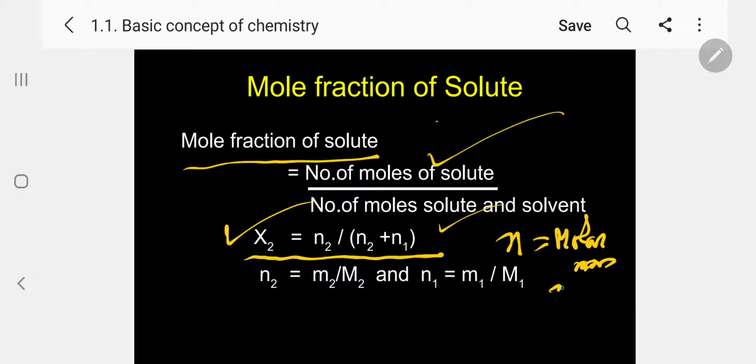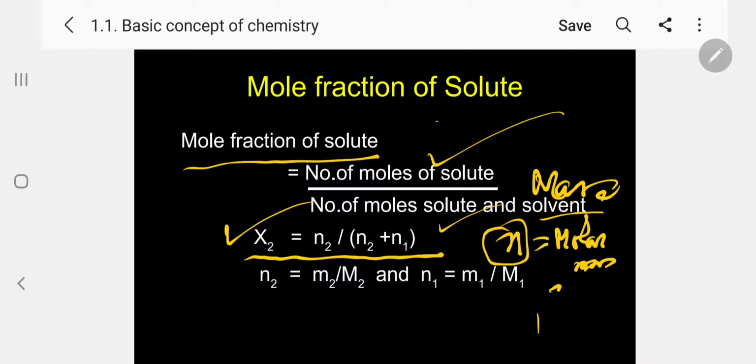Mole means mass by molar mass. Please follow. Mass by molar mass is the n value, mole. If mass is equal to molar mass, mole equals 1. Please follow. So whatever mass divided by molar mass is equal to mole. If both are same, the mole equals 1.